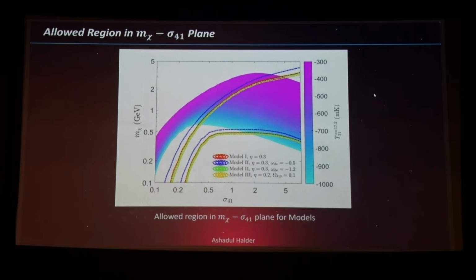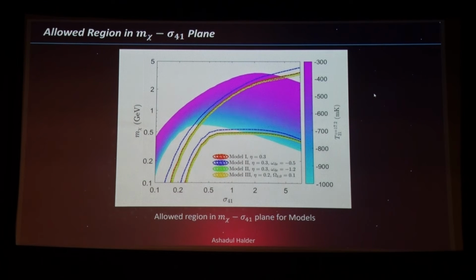And finally, we try to estimate the similar allowed region in the m chi sigma 41 space. The sigma 41 is basically the scattering cross section parameter between baryons and dark matter. The baryon dark matter interaction scattering cross section is sigma, and sigma can be expressed as sigma 0 v to the power 4, and sigma 0 can be expressed as sigma 41 into 10 to the power minus 41 centimeter square.